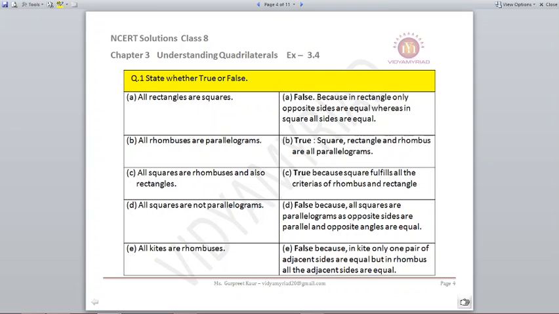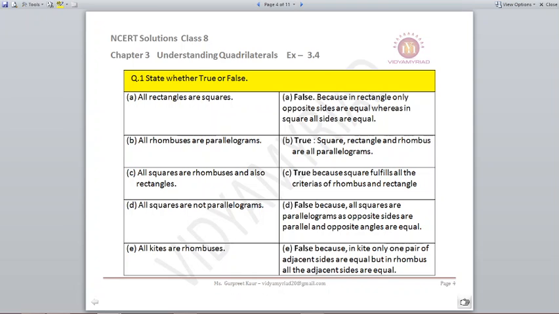All squares are rhombus and also rectangles. If we talk about a square, what is a square? All the sides are equal, which means opposite sides are also equal. It fulfills the criteria of both rhombus and rectangles. As in the rhombus we say that adjacent sides are equal, in a square also adjacent sides are equal. In a rectangle opposite sides are equal, in a square also opposite sides are equal. So taking that into consideration we can say that it fulfills all the criteria of a rhombus and a rectangle.